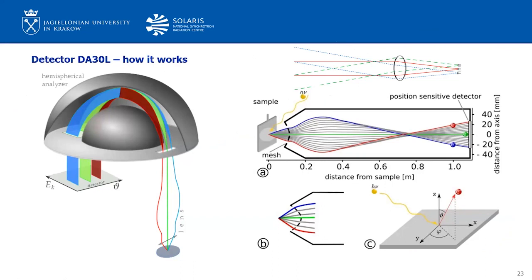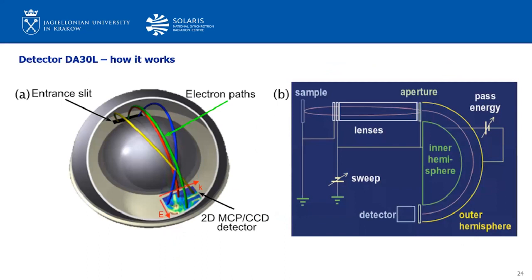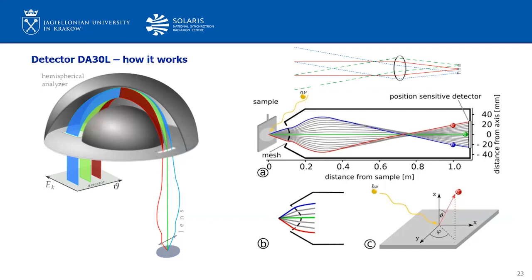and as presented here, the electrons escape from the surface at different angles and are collimated by the lens to different places on the detector. Here we see how the lens and detectors work, selecting the angle and giving the angular resolution.